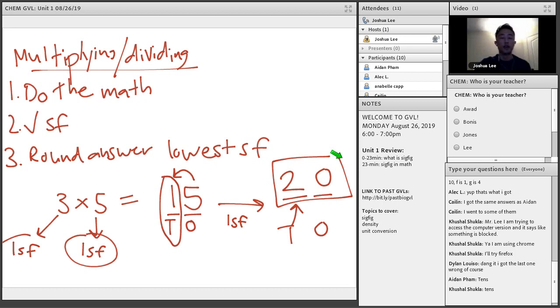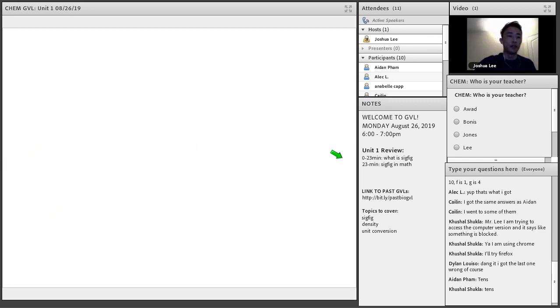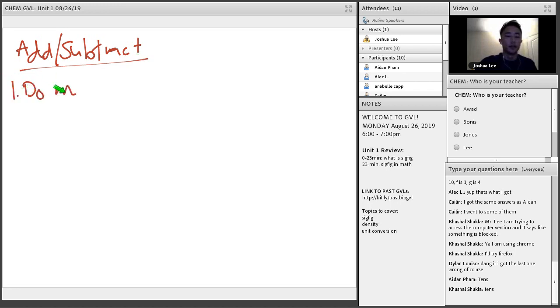So multiplying, dividing hopefully isn't that bad. You're really just doing the math and just going back to the very beginning. Okay, this had this many sig figs, this had this many sig figs, and then you just round. Whereas adding and subtracting, a little bit different. Do the math, check sig figs. This one I still don't really know the best way to word it.